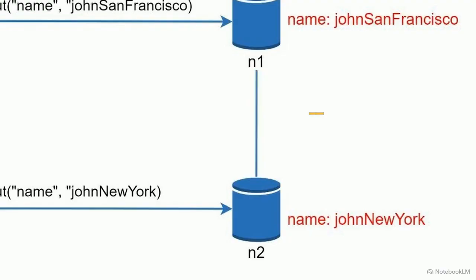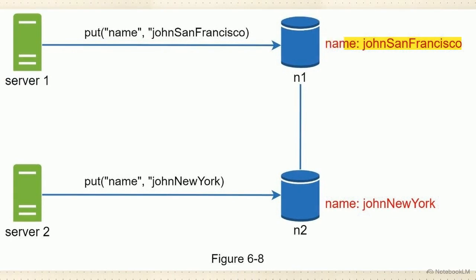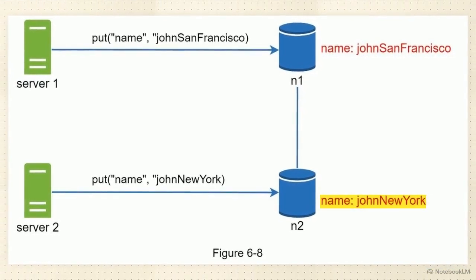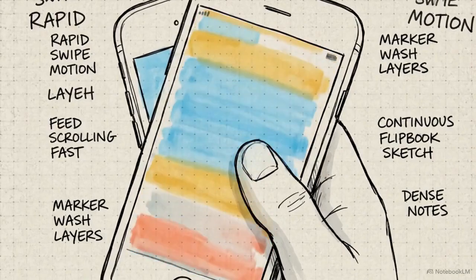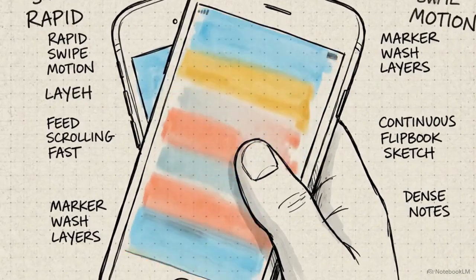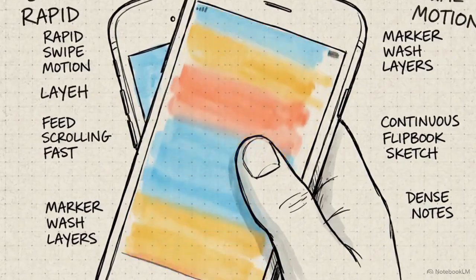This diagram illustrates the messy consequence of eventual consistency during a partition. Server 1 writes the location San Francisco to Node 1, while Server 2 simultaneously writes New York to Node 2. Conflicting truths now exist simultaneously on different servers. These highly available systems treat absolute truth as a secondary goal. They prioritize keeping you actively clicking and scrolling over maintaining perfect global synchronization.